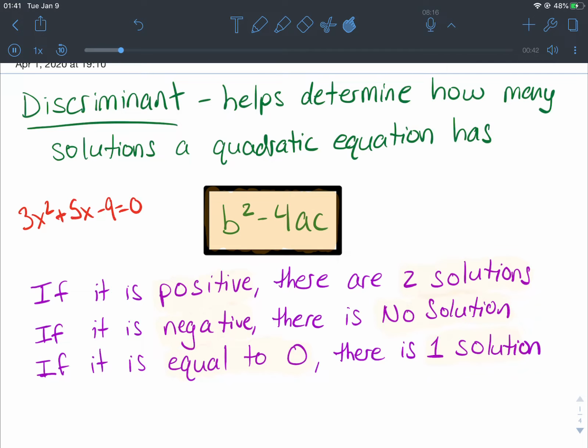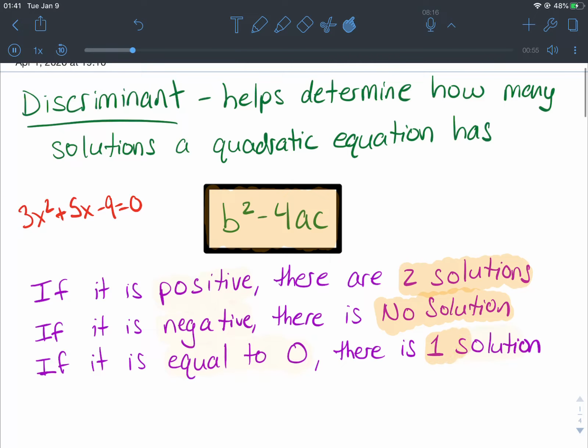That's all we're doing. And every single answer we do is going to be either two solutions, no solution, or one solution. That's it. Multiple choice. All right, so it's either two solutions, no solution, or one solution. If it's positive, it has two solutions. If it's negative, it has no solution. And if it's equal to 0, it's going to have one solution.